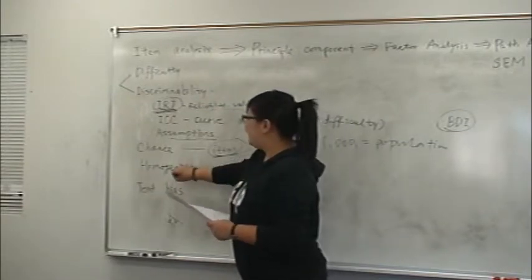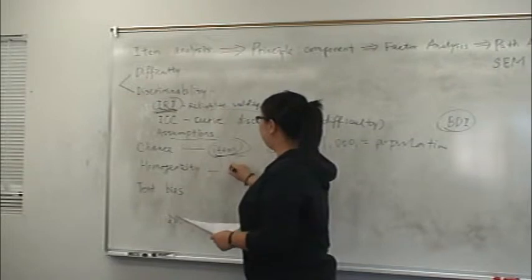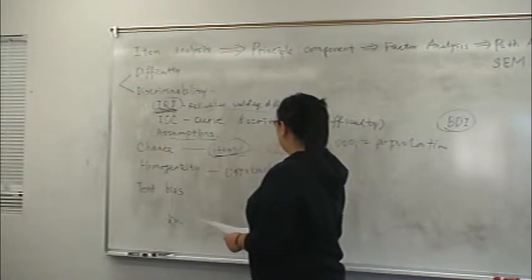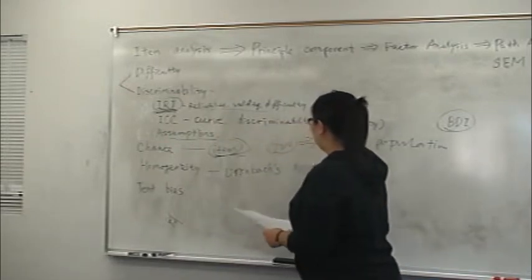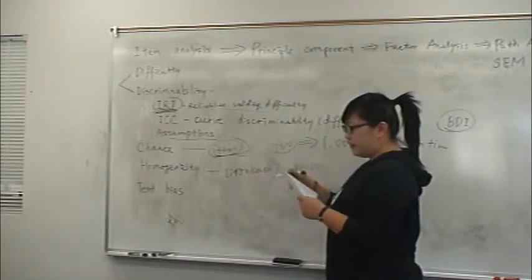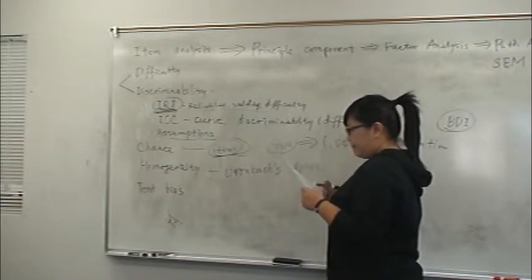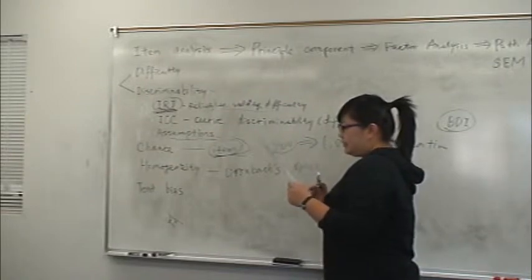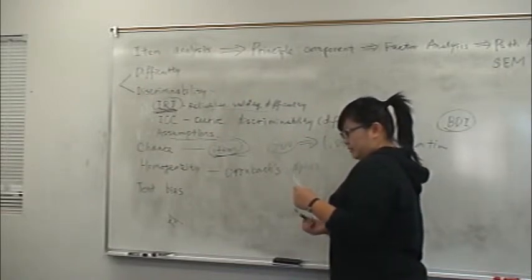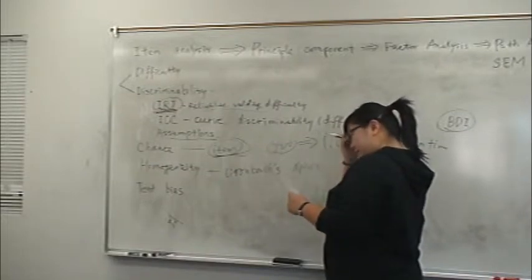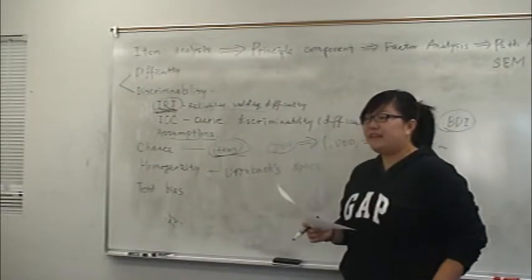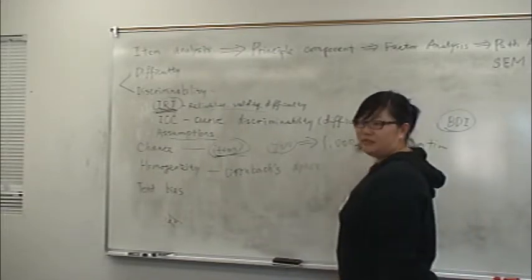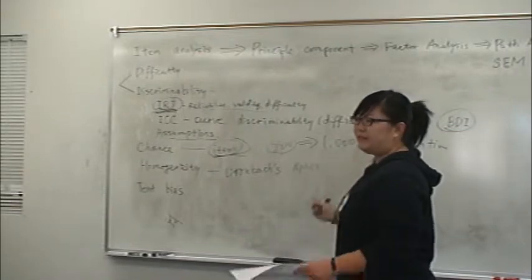Next thing is the homogeneity. This one we're using Cronbach's alpha. It's also on page 98, the next one after chance. We use this to assess the different facets of the same construct. That's what homogeneity means here. The construct here is the total scale or the inventory you're trying to establish or develop.